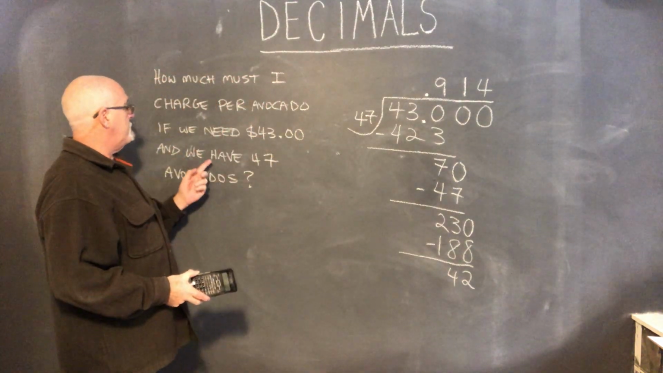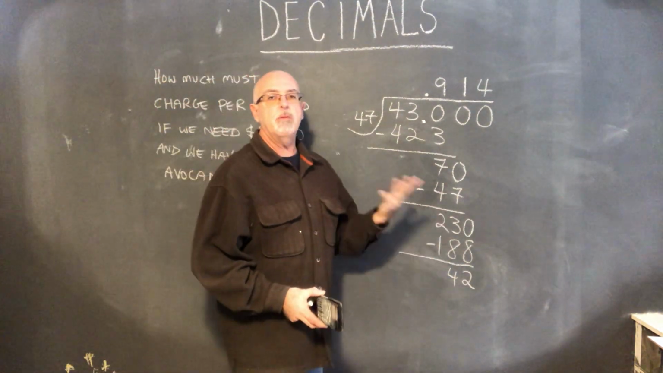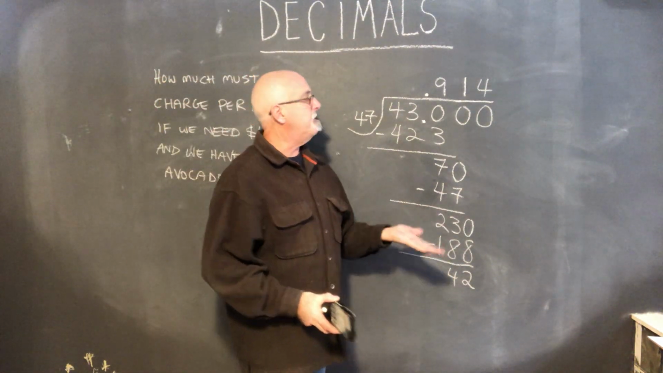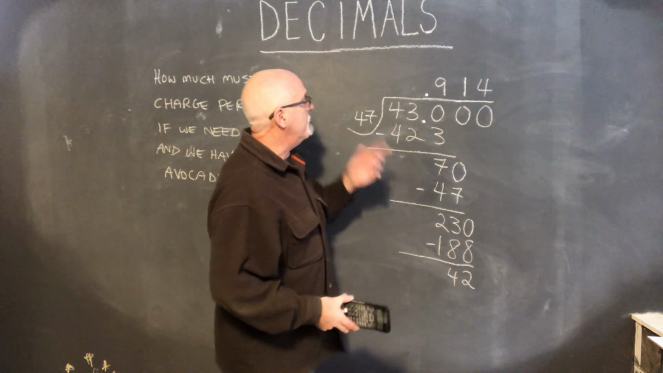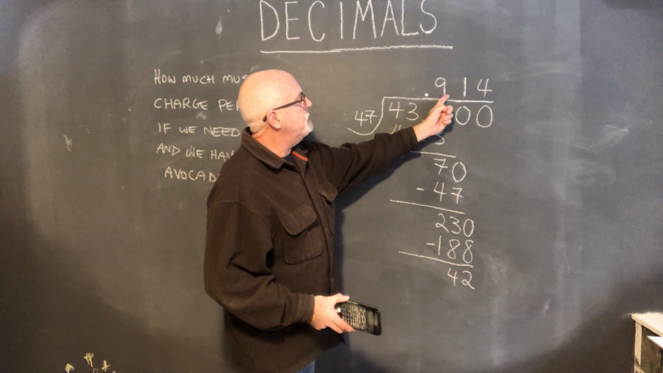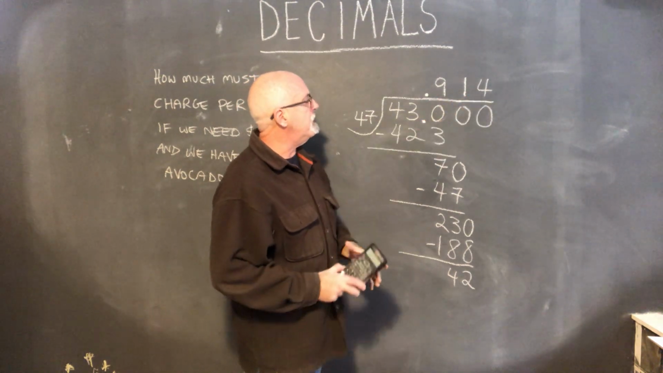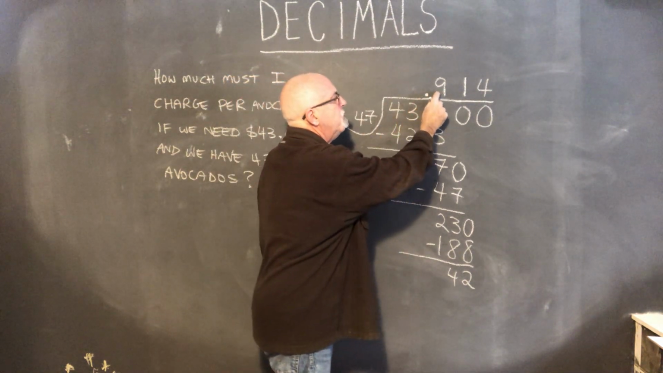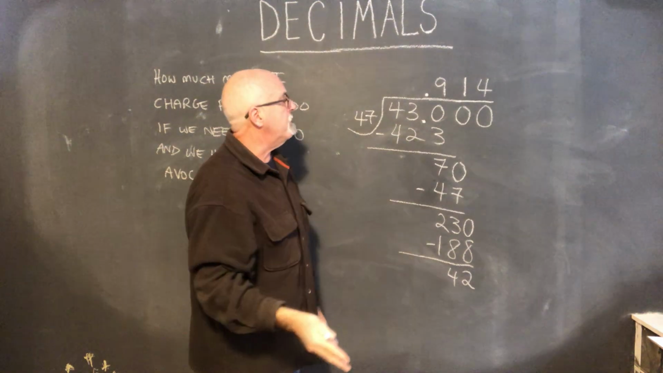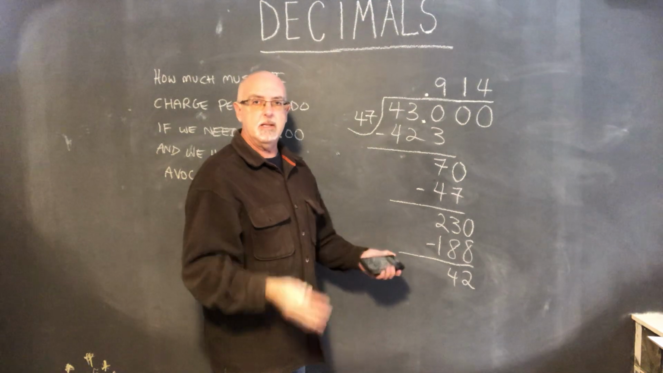Let's remember what situation we're in. We're trying to figure out how much we must charge per avocado. And money, we round money to the nearest hundredth, the nearest penny. Whether we're using pennies or not, we round it to the nearest penny. So therefore, I've gone far enough. I've gone past the nearest hundredth, even to the thousandth. And I know enough to say, well, this decimal, 0.914, if I round it to the nearest hundredth, is going to be 0.91. It's rounding to 91 cents.